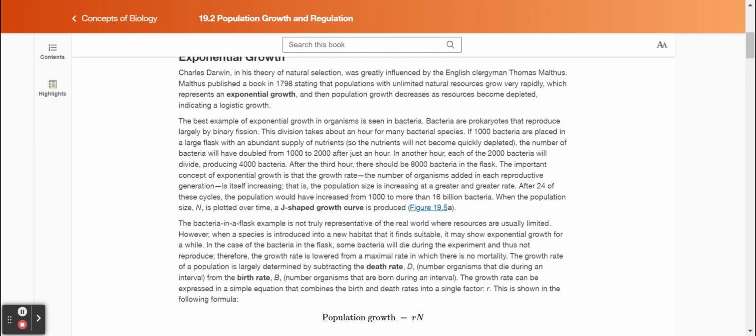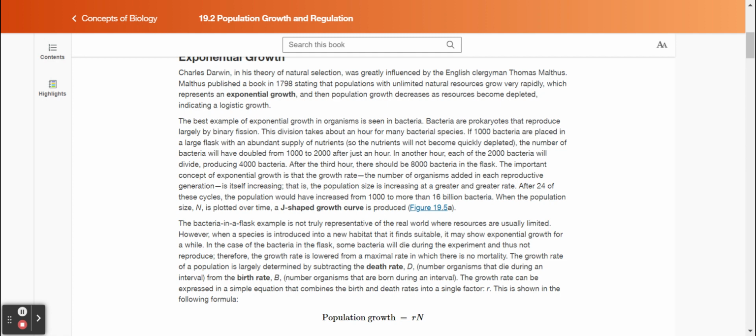Bacteria are prokaryotes that reproduce largely by binary fission. This division takes about an hour for many bacterial species. If 1,000 bacteria are placed in a large flask with an abundant supply of nutrients, so the nutrients will not become quickly depleted, the number of bacteria will have doubled from 1,000 to 2,000 after just 1 hour. In another hour, each of the 2,000 bacteria will divide, producing 4,000 bacteria. After the third hour, there should be 8,000 bacteria in the flask.